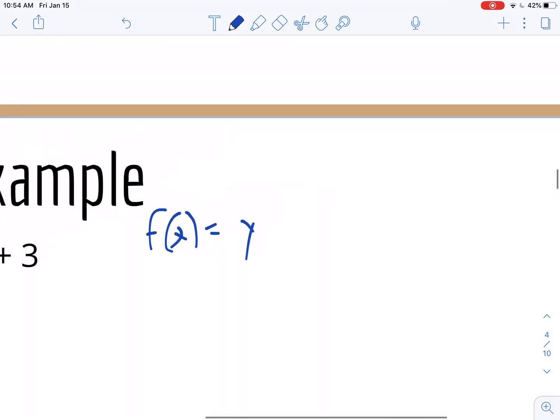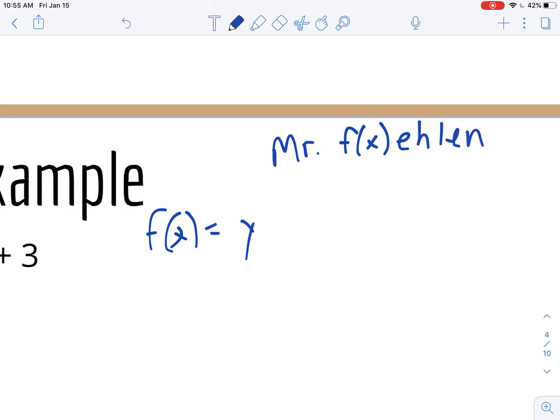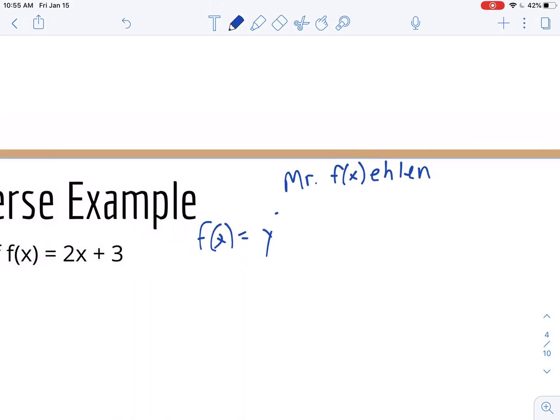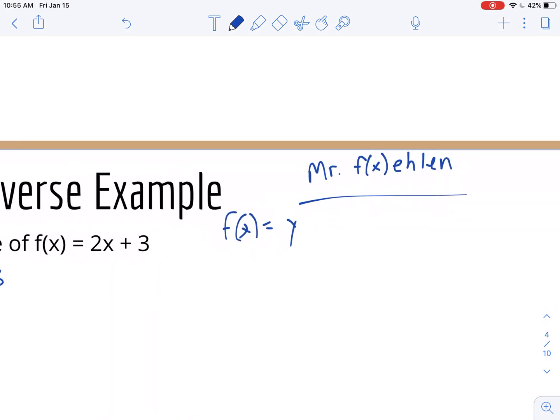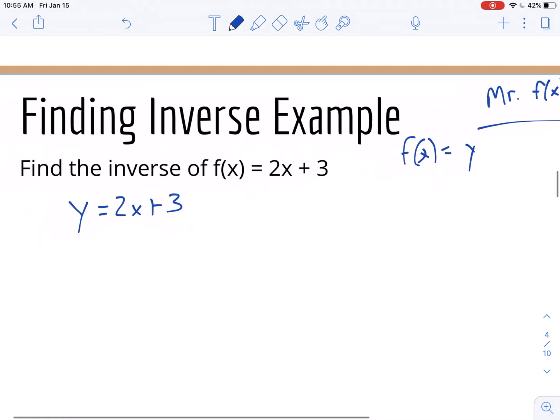That's why sometimes you can write my name as, just as a reminder, this is an appropriate way to spell my name because f of x is equal to y. So that still reads Mr. Yehlen. It doesn't read Mr. f of x ln. It reads Mr. Yehlen still because f of x is equal to y.